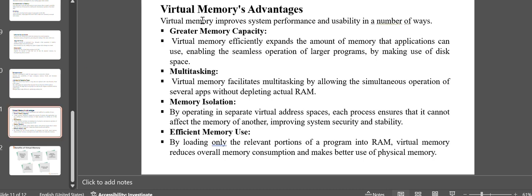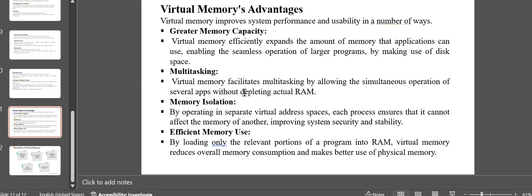Here we can see virtual memory's advantages. Virtual memory improves system performance and usability in a number of ways. Greater memory capacity: virtual memory efficiently expands the amount of memory that applications can use, enabling the operation of larger programs by making use of disk space. Multitasking: virtual memory facilitates multitasking by allowing simultaneous operation of several apps without depleting actual RAM.